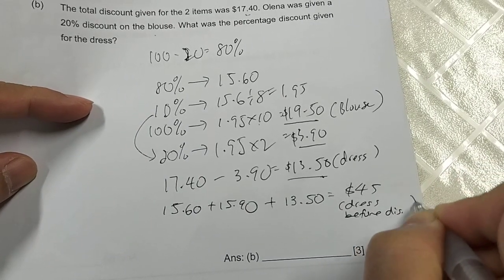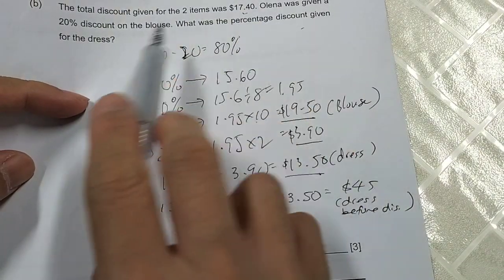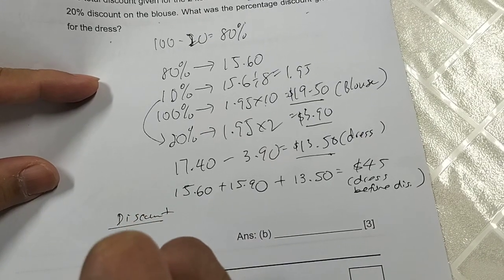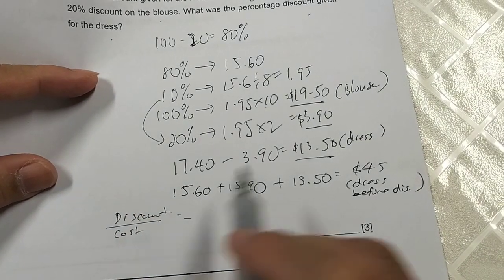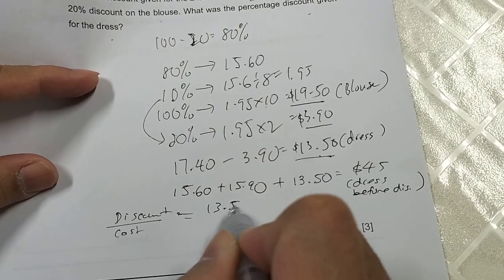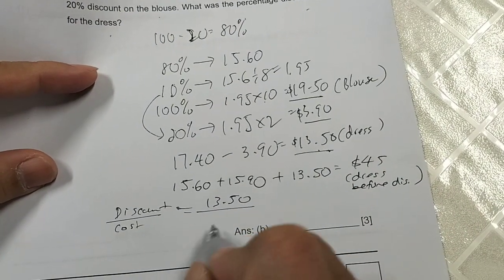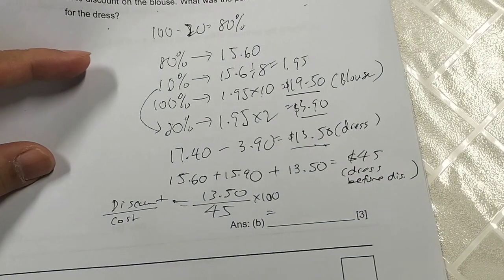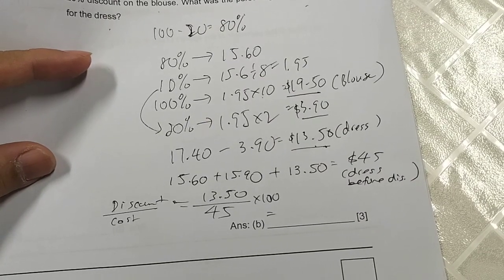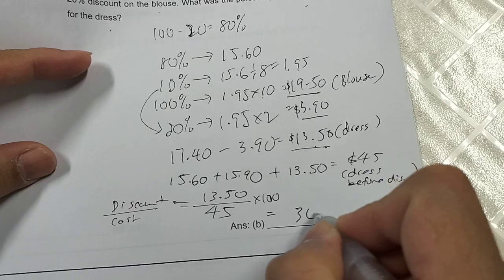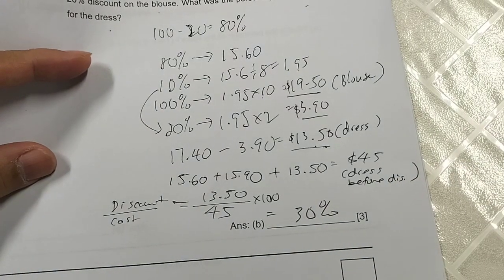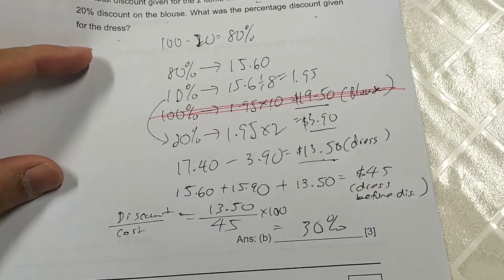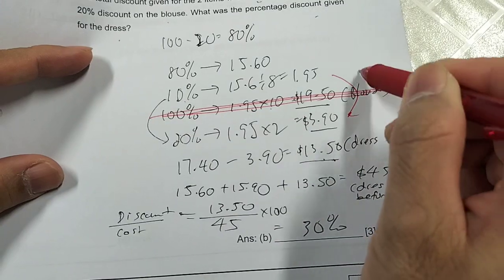before discount. So what was the percentage discount given for the dress? So I'll put down discount for the dress over the cost of the dress. Discount for the dress is $13.50. Cost of the dress is $45. We multiply by 100. That will be 30%. So there's a step here that was unnecessary. My apologies. So this step was unnecessary. Okay, so this part we times 2, this part here we times 2 to get this.